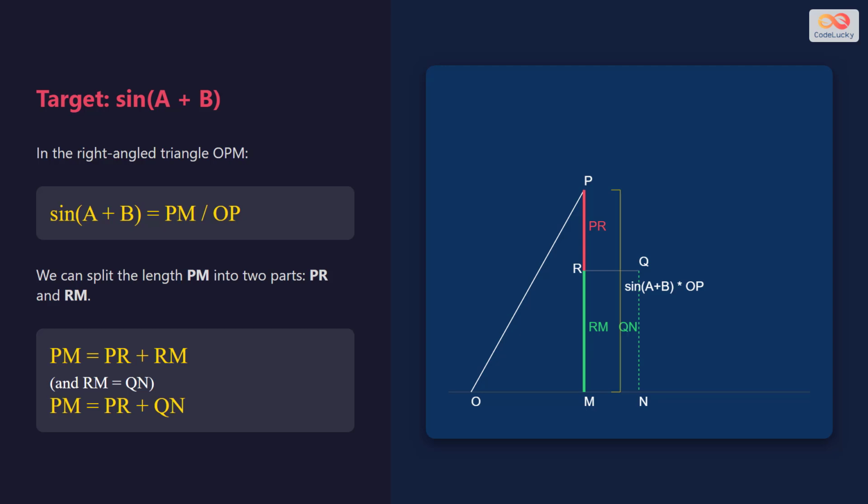Our goal is to find sine of A plus B in the large right triangle. This is the opposite side PM divided by the hypotenuse OP. We can split the length PM into two segments, PR and RM. Since RM is the same height as QN, we can rewrite this as PR plus QN.